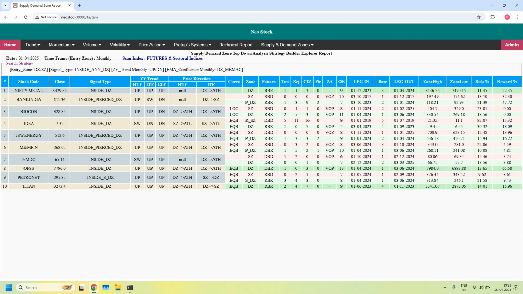For pierced zones, you have to use the pierced zone strategies. That way you can use those zones. Okay, next.